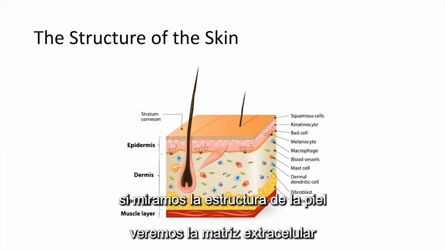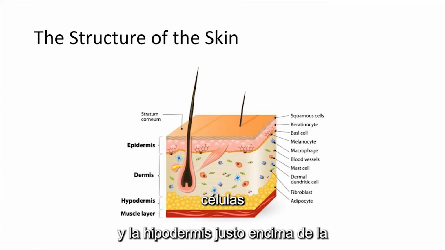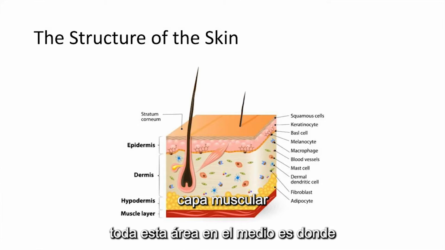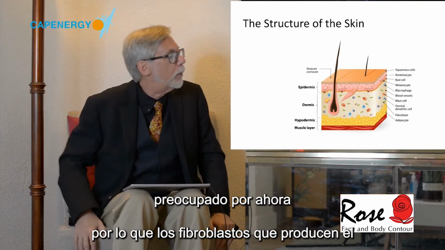If we look at the structure of the skin, we'll see the extracellular matrix occupies that whole region in between the fat cells in the hypodermis, right above the muscle layer. This entire area in the middle is where all the action takes place that we're concerned about right now.